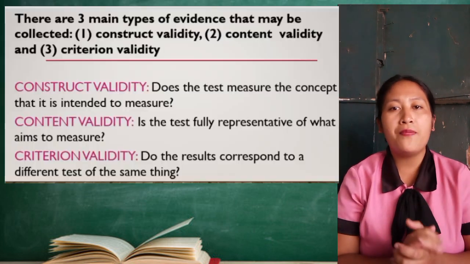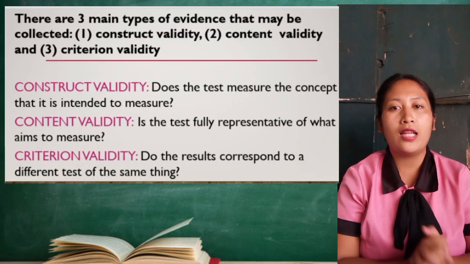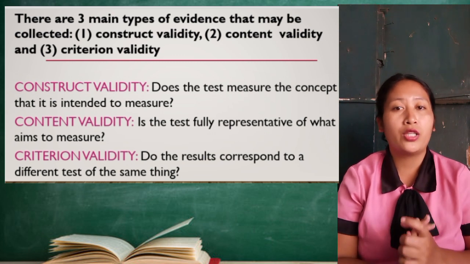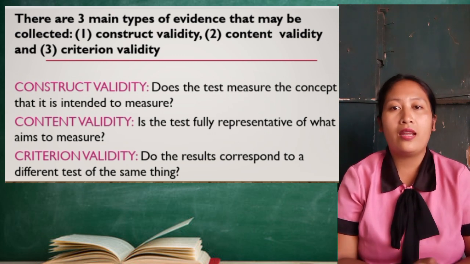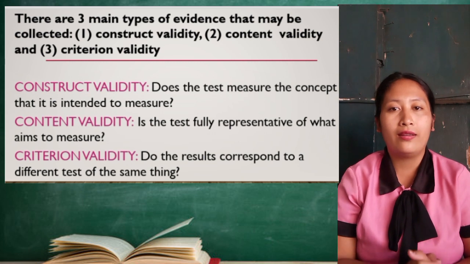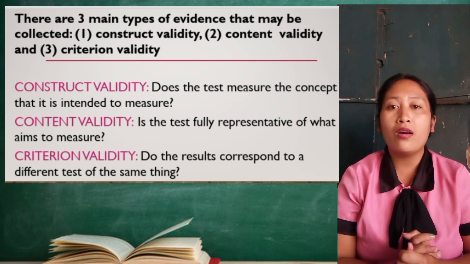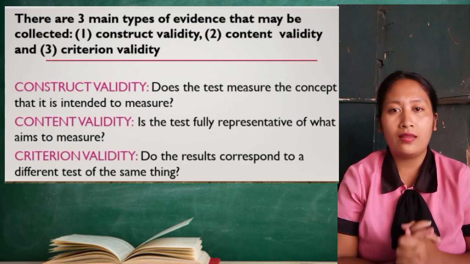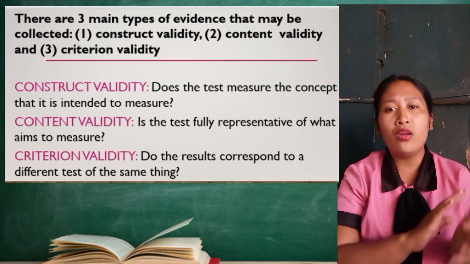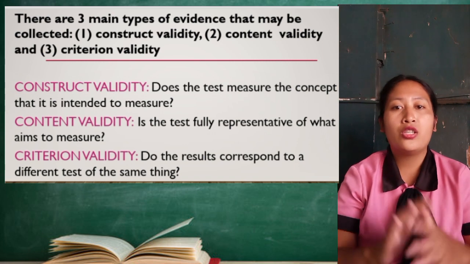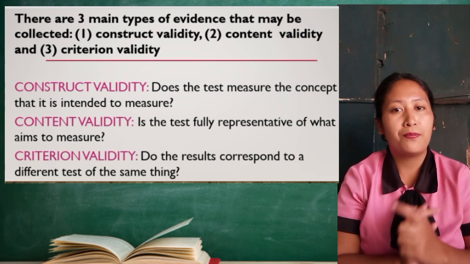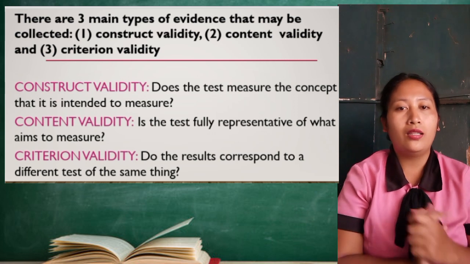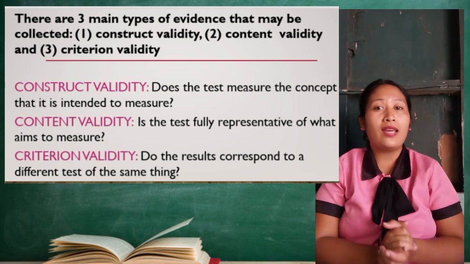Now, class, we will know the types of validity. There are 3 main types of evidence that may be collected. Number 1, construct validity. Number 2, content validity, and number 3, criterion validity. First is construct validity. Does the test measure the concept that it is intended to measure? In order to achieve construct validity, ensure that the method of measurement matches the concept or the characteristics you intended to measure.